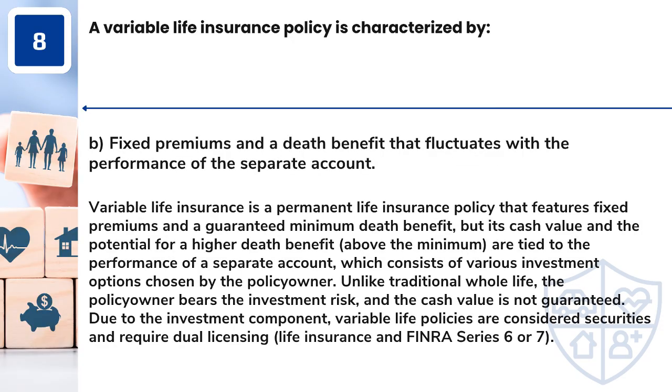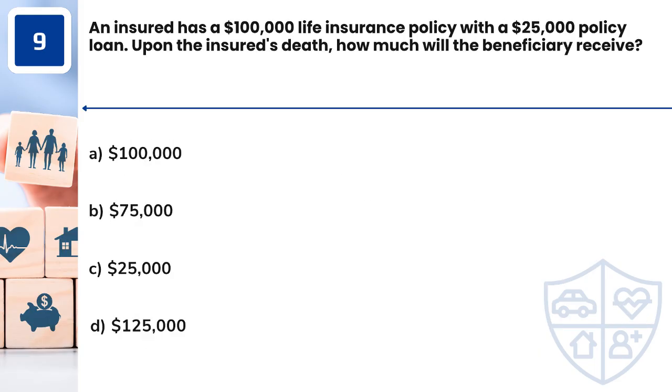Answer: B. Fixed premiums and a death benefit that fluctuates with the performance of the separate account. Variable life insurance is a permanent life insurance policy that features fixed premiums and a guaranteed minimum death benefit, but its cash value and the potential for a higher death benefit, above the minimum, are tied to the performance of a separate account, which consists of various investment options chosen by the policy owner. Unlike traditional whole life, the policy owner bears the investment risk, and the cash value is not guaranteed. Due to the investment component, variable life policies are considered securities and require dual licensing, life insurance and FINRA Series 6 or 7.